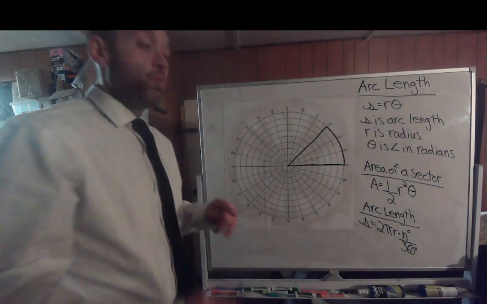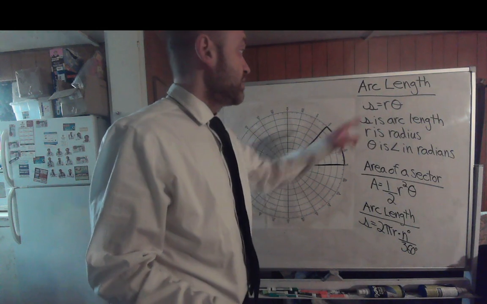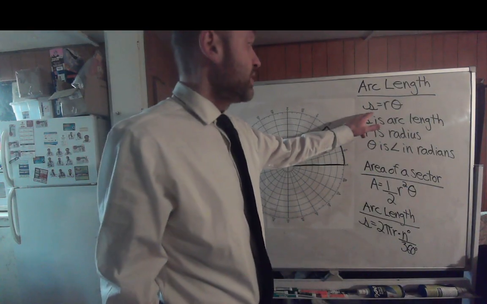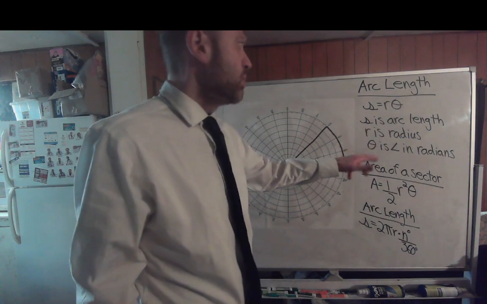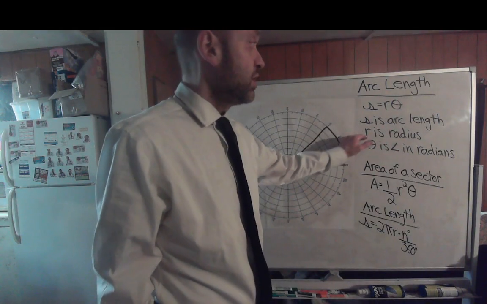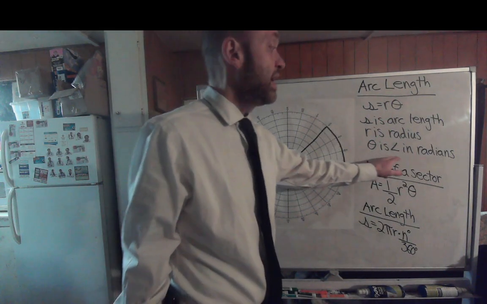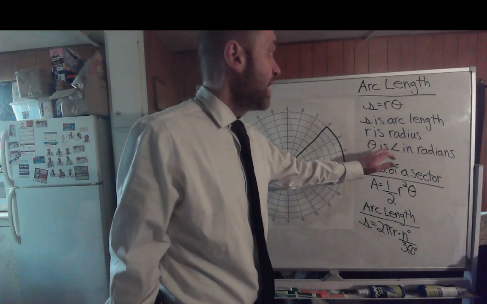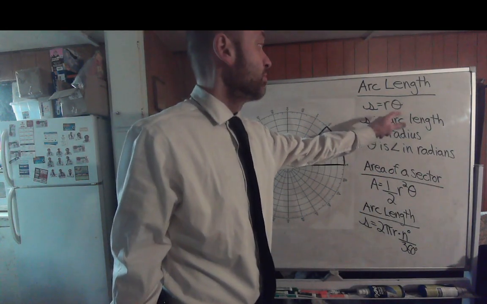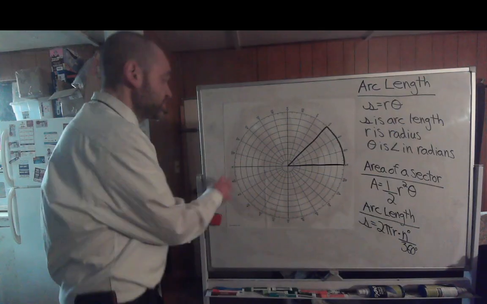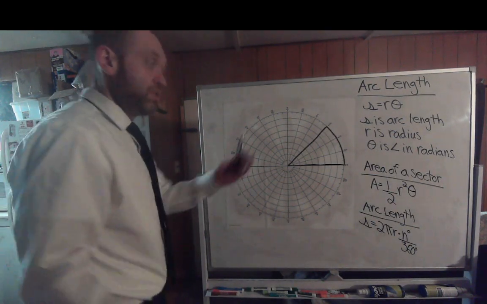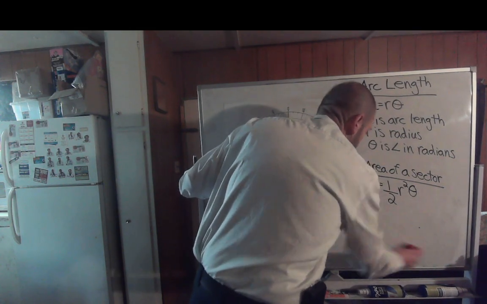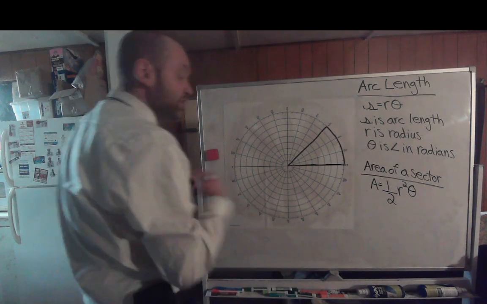Well, with trigonometry here and using radians, there's an even simpler formula. The arc length is S equals r theta, where S is, of course, your arc length, r is your radius, and theta is your angle in radians. So your angle has to be in radians for this formula to work. S equals r theta.